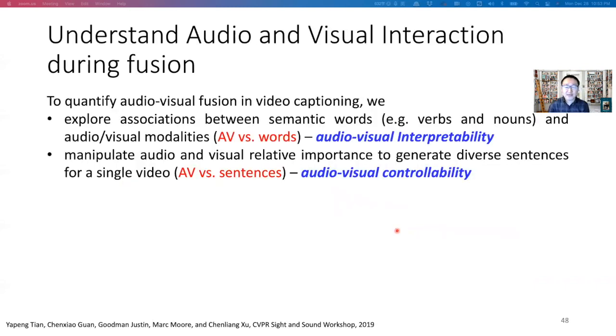However, the previous methods address audiovisual captioning with blind multimodal fusion. How different modalities associate with each other and the relations between modalities and generated words are unknown. To quantify audiovisual fusion in video captioning, we explore associations between semantic words and audiovisual modalities. In addition, we can manipulate audio and visual relative importance to generate diverse sentences for a single video. In this way, we equip models with audiovisual interpretability and controllability.